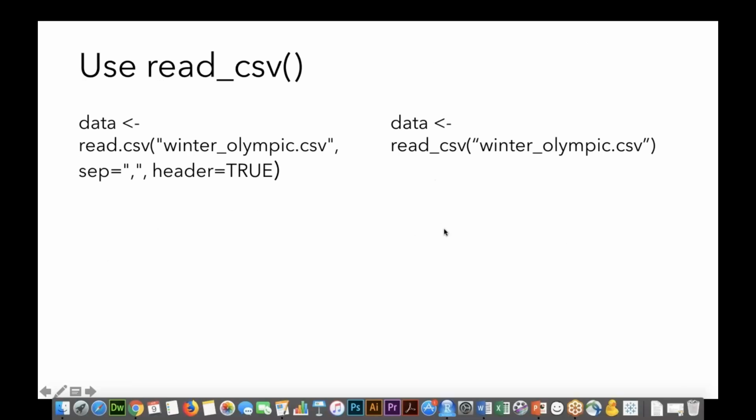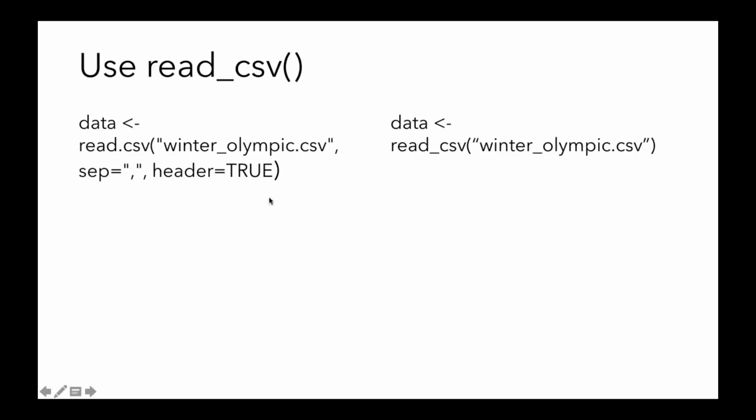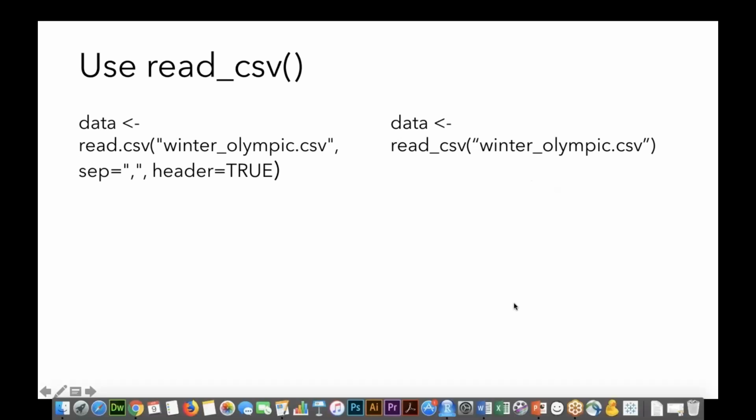So here's just an example of using the read.csv function. We could specify some things like comma separated, header equals true. You could also do that in the read_csv function. They're both the same in that regard. So if we were going to read in some data, we'd want to use the read_csv function as a default. And we'll go ahead and try that.